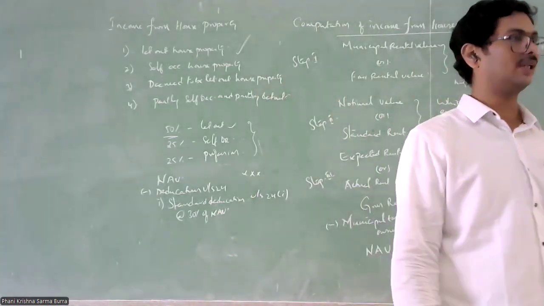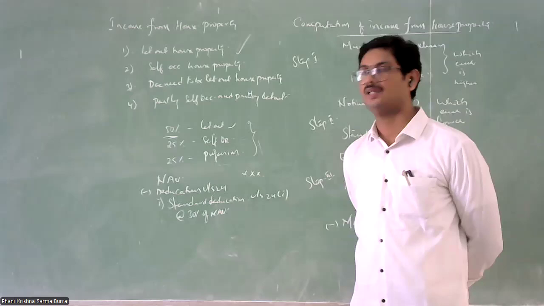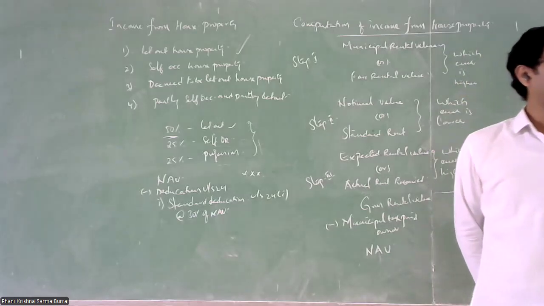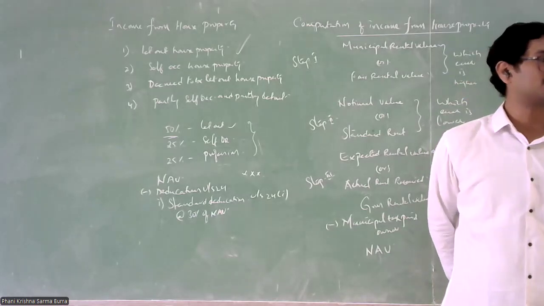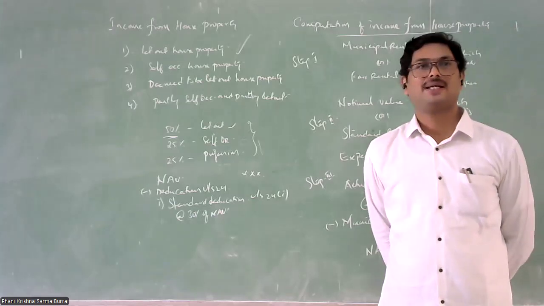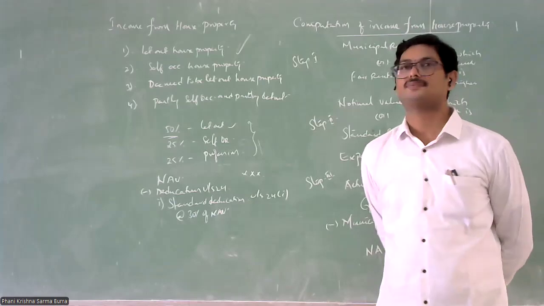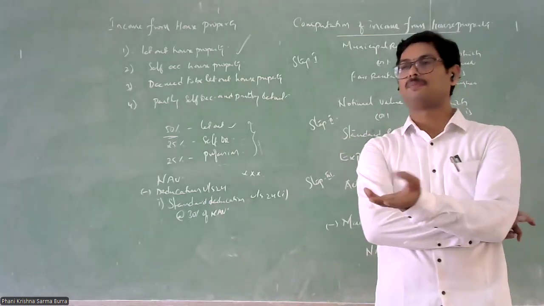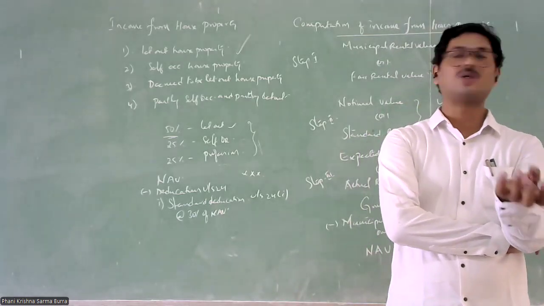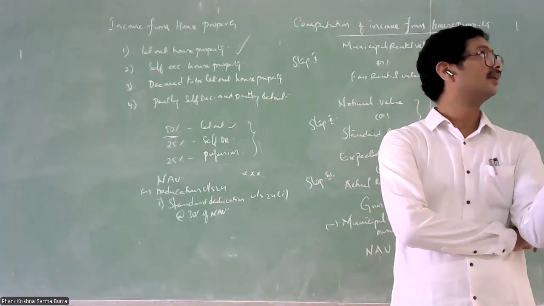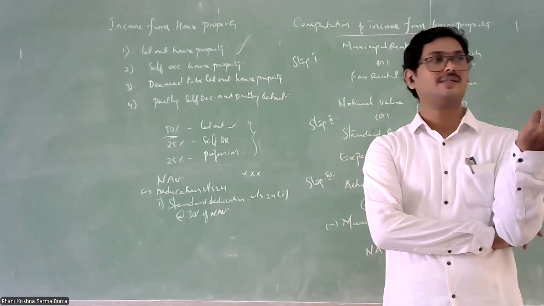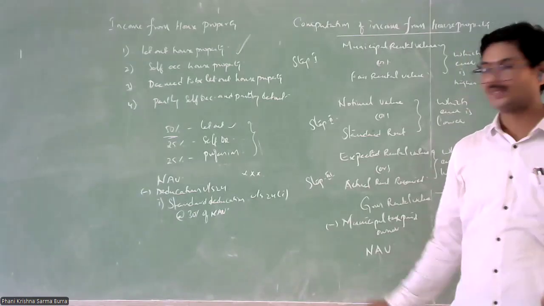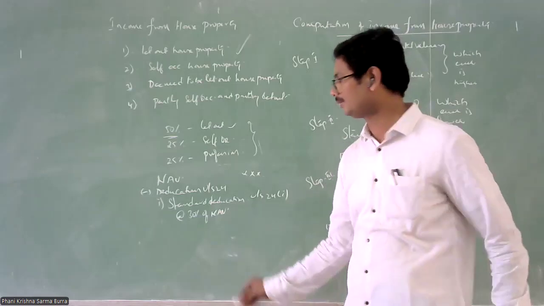Sir, why do we allow 30% of net annual value? It is a simple reason. The owner, who provides the property for rent or let out purpose, pays some expenses like repairs, municipal taxes, ground rent, space, lamps, and electricity. These are liable to be paid by the owner. So we allow a deduction of 30% of net annual value.